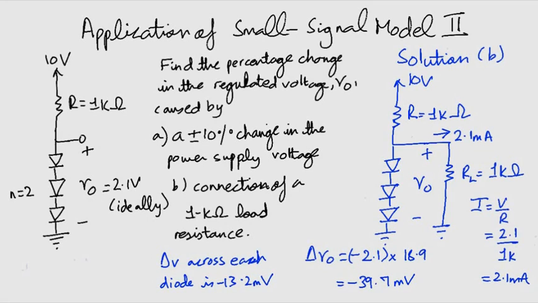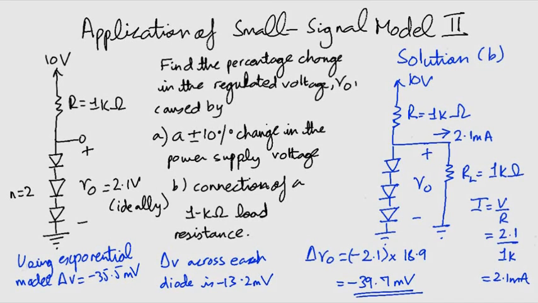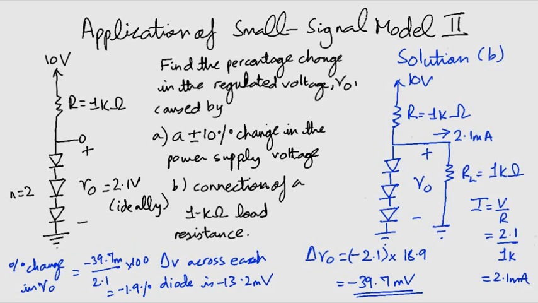However, if you make a detailed calculation using the exponential model, our change in voltage results in minus 35.5 millivolts, which is not too different from the calculated voltage using the small signal model, that is minus 39.7 millivolts. The percentage change in the regulated voltage V0 for this part comes out to be minus 1.9%, which is higher than that calculated for part A.